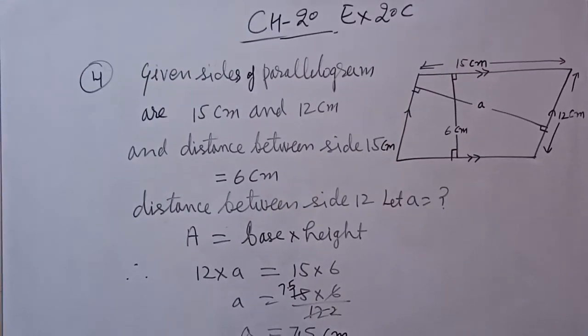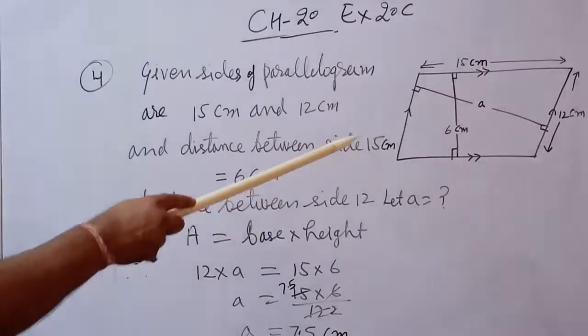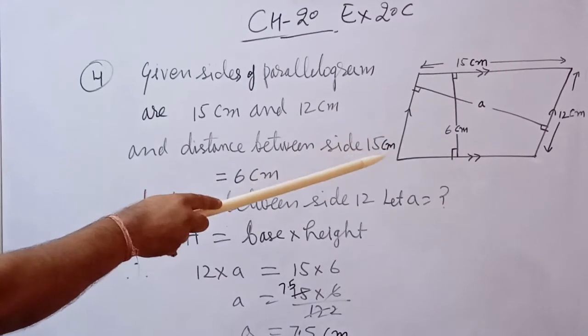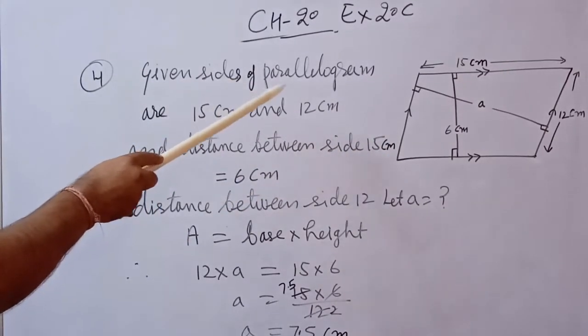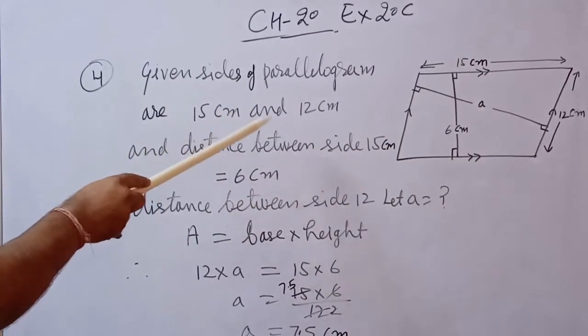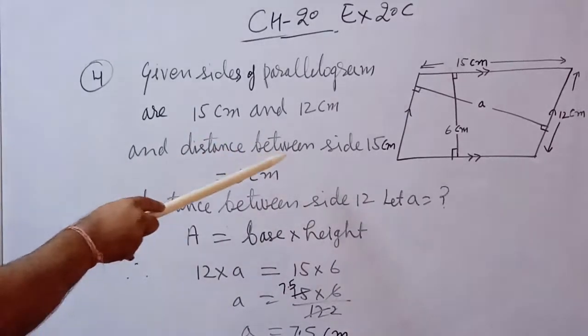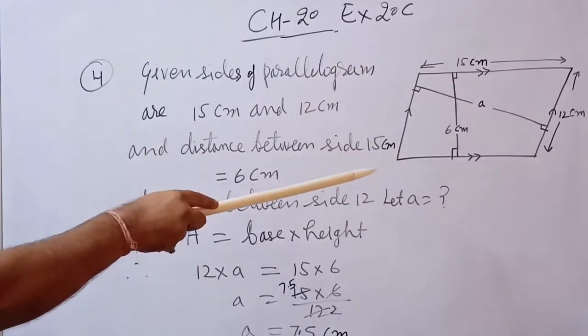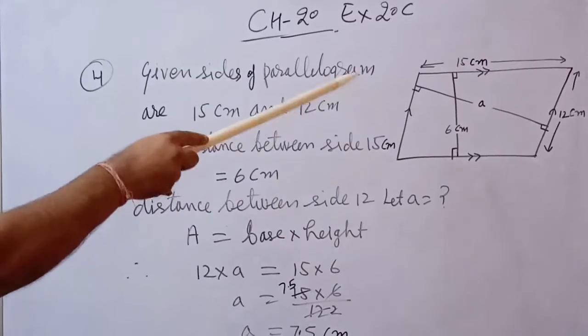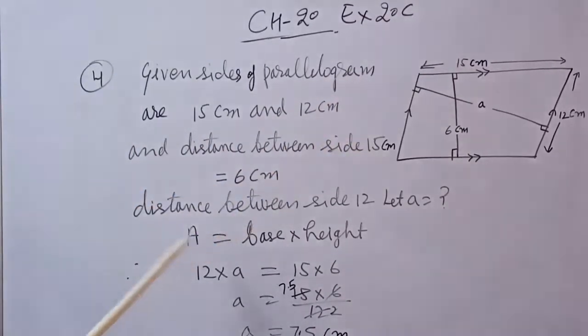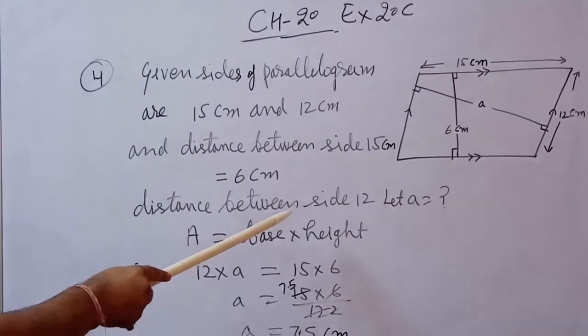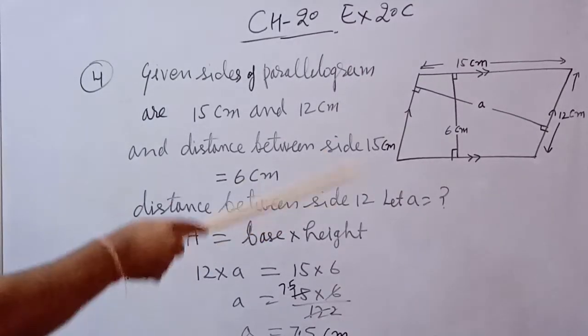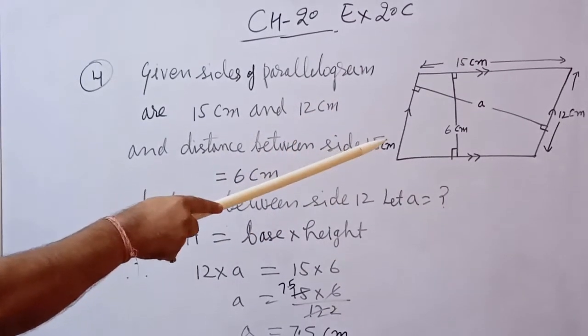Children, I am taking question number 4, in which the sides of a parallelogram are given. I just made the figure; in that manner you will make the figure. The sides of the parallelogram are 15 centimeter and 12 centimeter, and the distance between the sides of 15 centimeter is 6 centimeter. Just see the figure. And the distance between the sides of 12 centimeter, let it be A, we have to find out in the question.